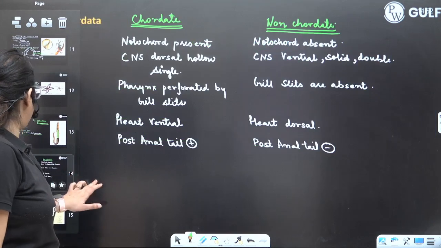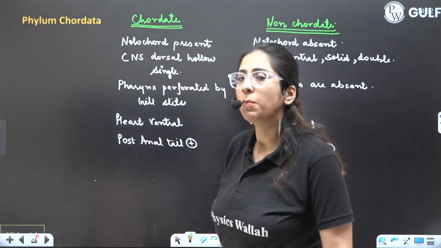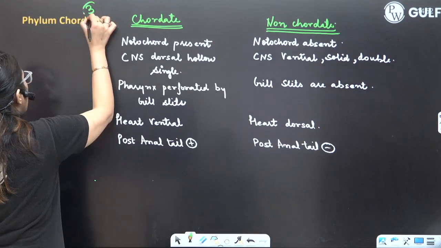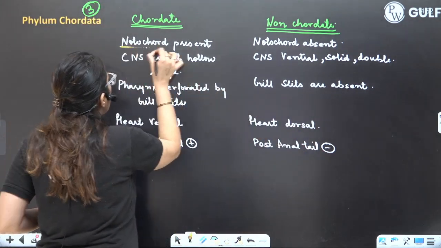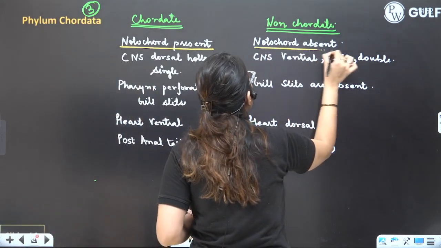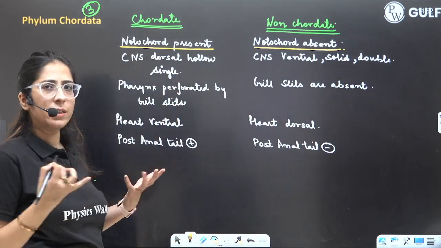Now, phylum Chordata. Now we have to move to the next phylum, which is phylum Chordata. But what's the difference between a chordate and a non-chordate? This can be asked for 3 marks. Chordates are those organisms where the notochord is present, whereas in non-chordates, notochord is absent. Clear? That's the difference we have already seen. But are there other differences also?